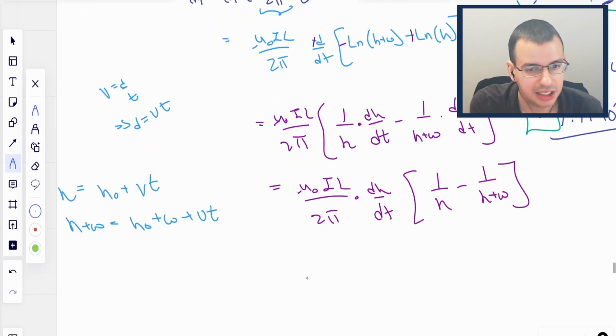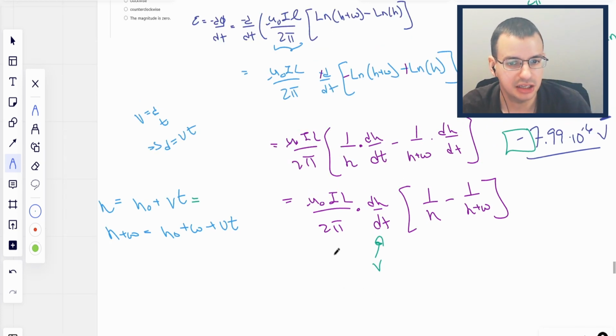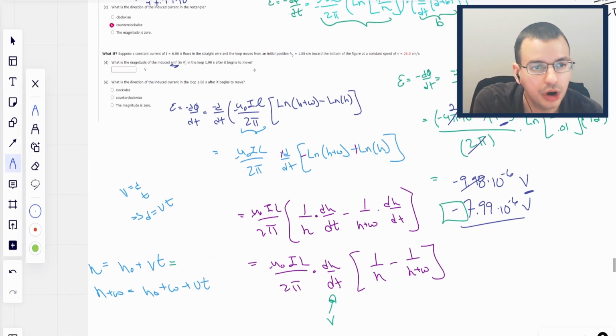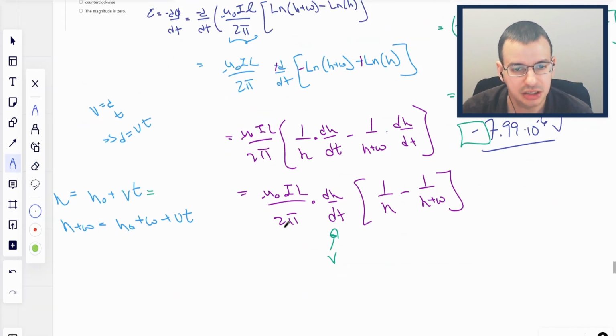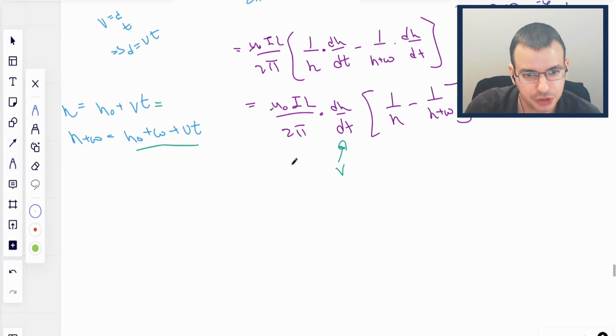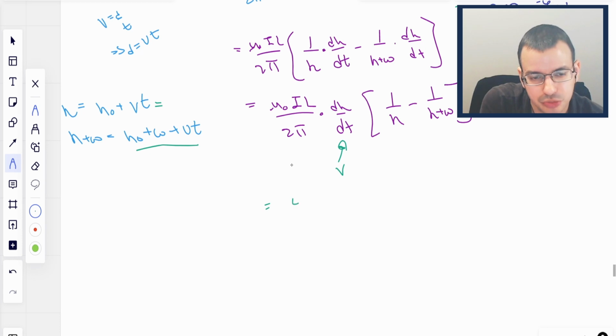So the key idea here then is this: dh/dt is the velocity. H is going to be, as we said before, h naught plus vt, where we know that t equals 1 second and the speed is 26 centimeters per second. And then the final h is going to be the same idea. So I can actually put numbers in this. We're just going to put numbers in this right now.